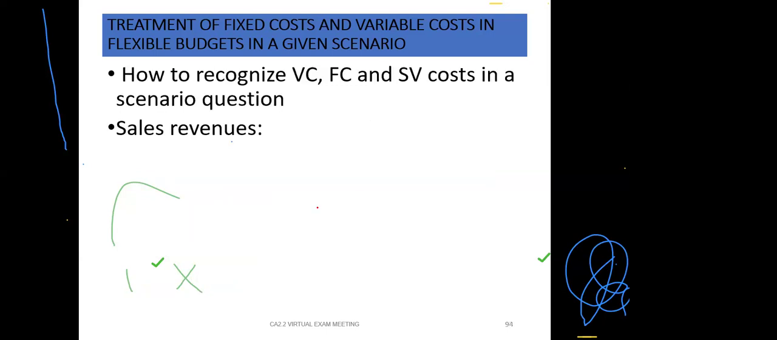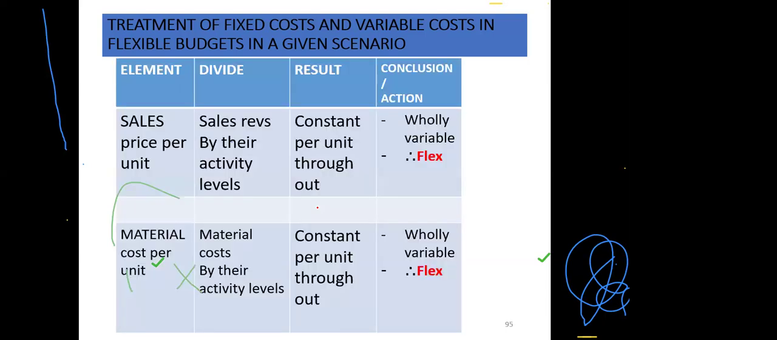Okay, now how to recognize fixed costs and variable costs in a scenario question. I've done a schedule here showing how you recognize those. What you do when you are given a question, the sales price per unit, sales revenues, divide them by the activity levels. That's what I'm saying there.